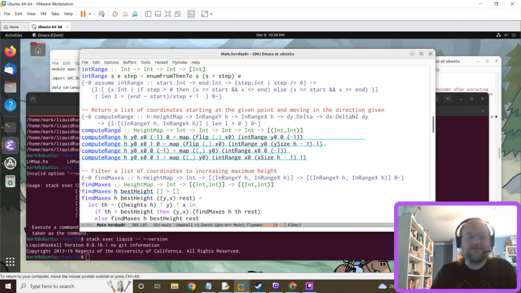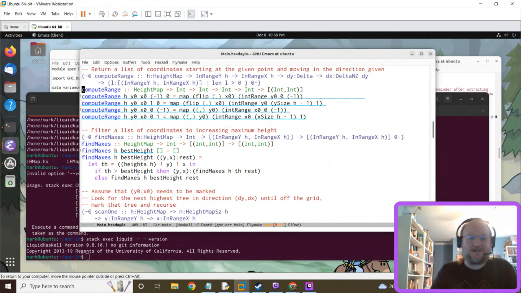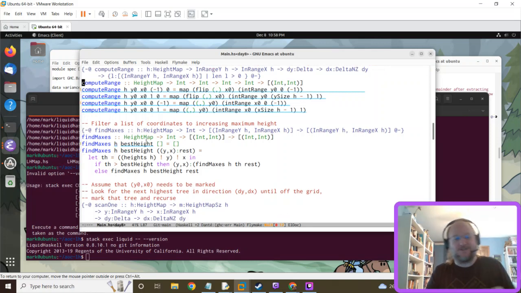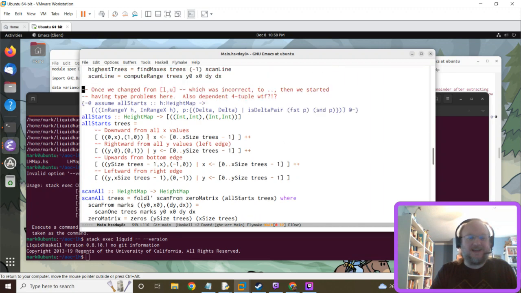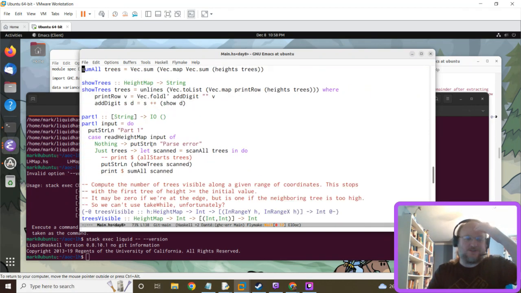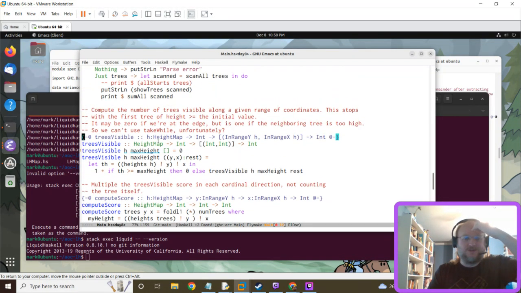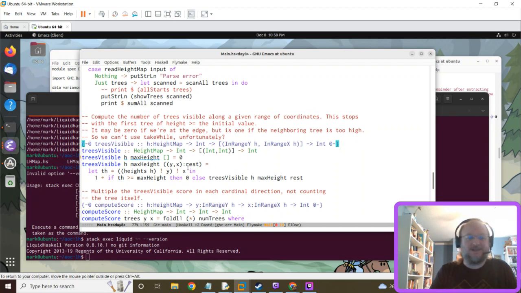So we compute the range of locations we're going to look at. We find the maximums within there where the tree height steps up, and then we just mark those on the map. And that's a lot easier. And some of those can be reused for part 2. So part 2, same idea.